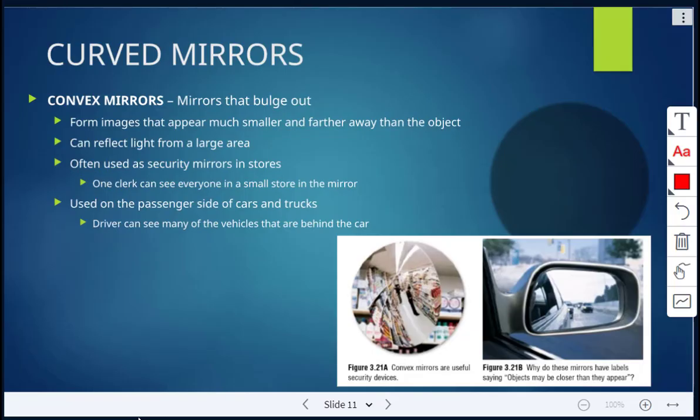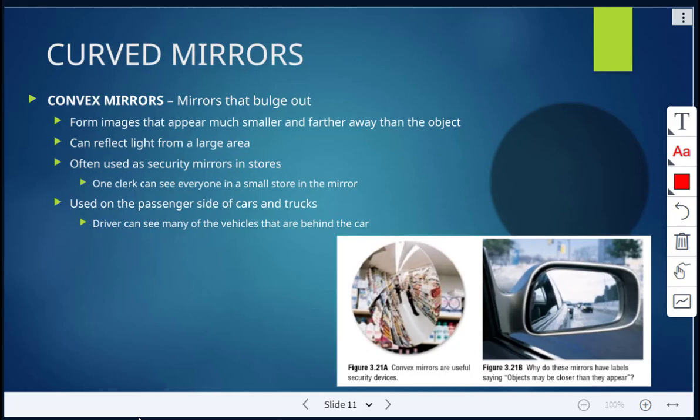Okay, so the next part of this topic on reflection is curved mirrors. The first type of curved mirror we're going to talk about is the convex mirror. These are the mirrors that bulge outwards. These types of mirrors form images that appear much smaller and farther away than the original object, but they can reflect light from a large area.